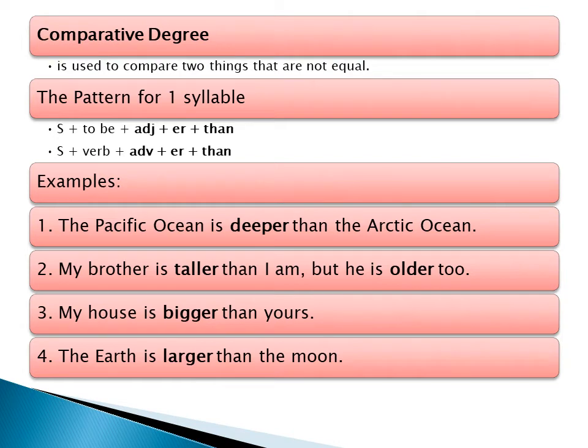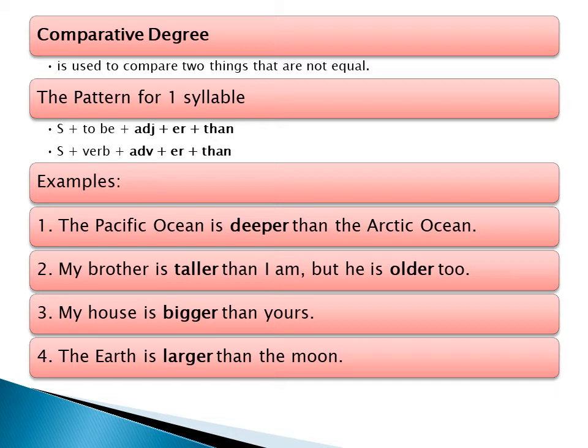Next comes comparative degree. In case of comparative degree, comparisons are made between two things that are not equal. Now the pattern of one syllable, subject plus to be plus adjective plus er plus than. Next is subject plus verb plus adverb plus er plus than. Let us go to examples.